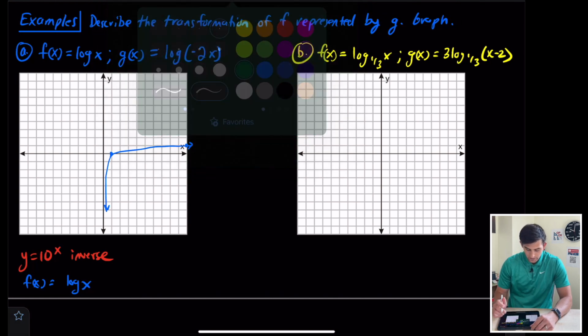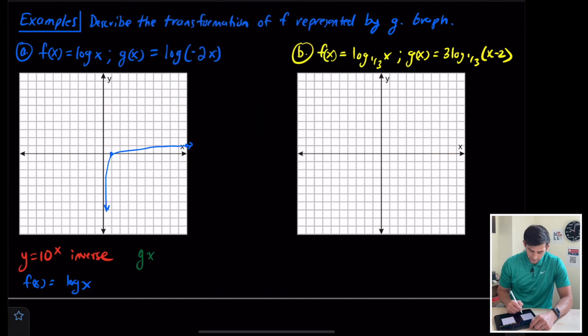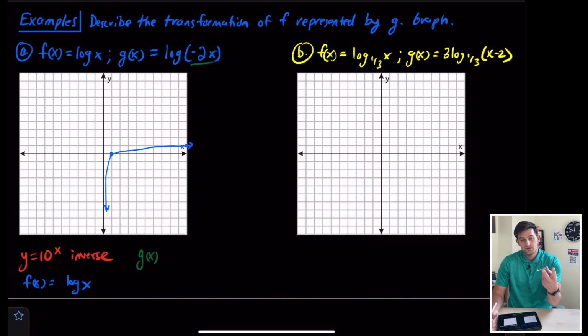So now in green here, we'll graph our g of x function, which is negative 2x. With that negative 2, there are two things happening. Number one, we have a reflection. It's going to reflect over the y-axis because that negative is inside with x. And number two, we have a horizontal shrink by a factor of 1/2 because we see that 2 being multiplied to x. So if I look at these 2 points, we're going to shrink their x coordinates by a factor of 1/2.